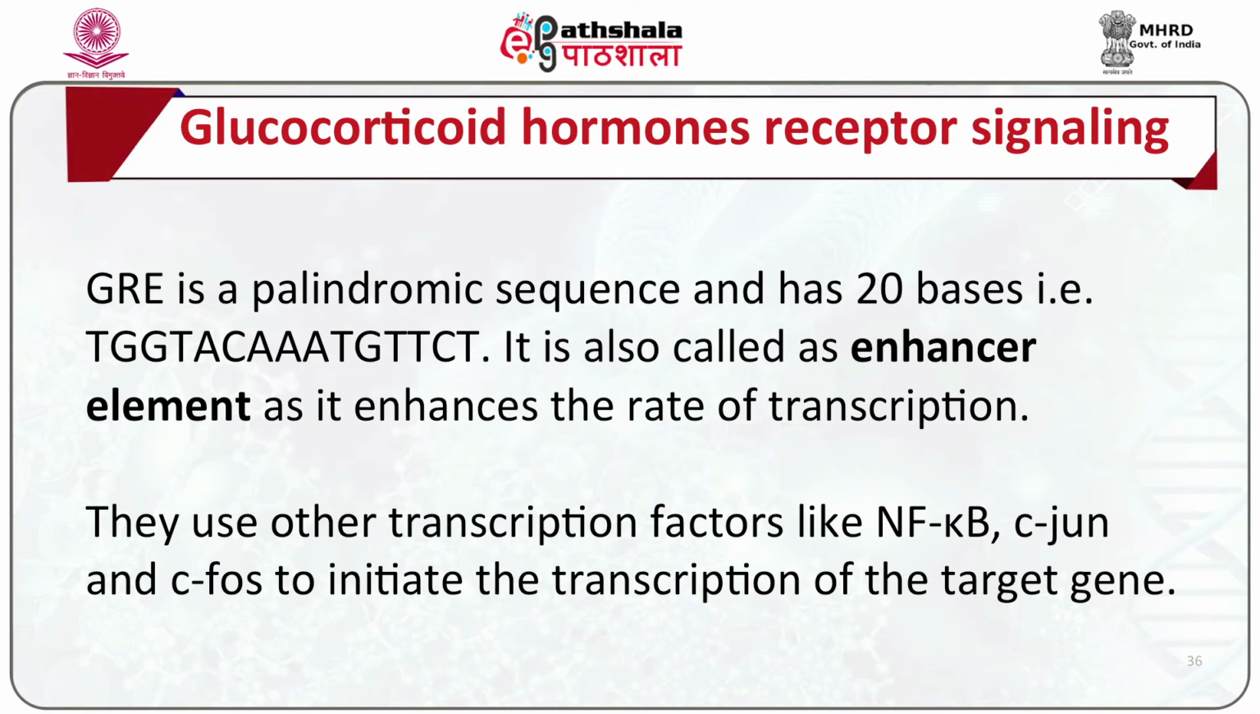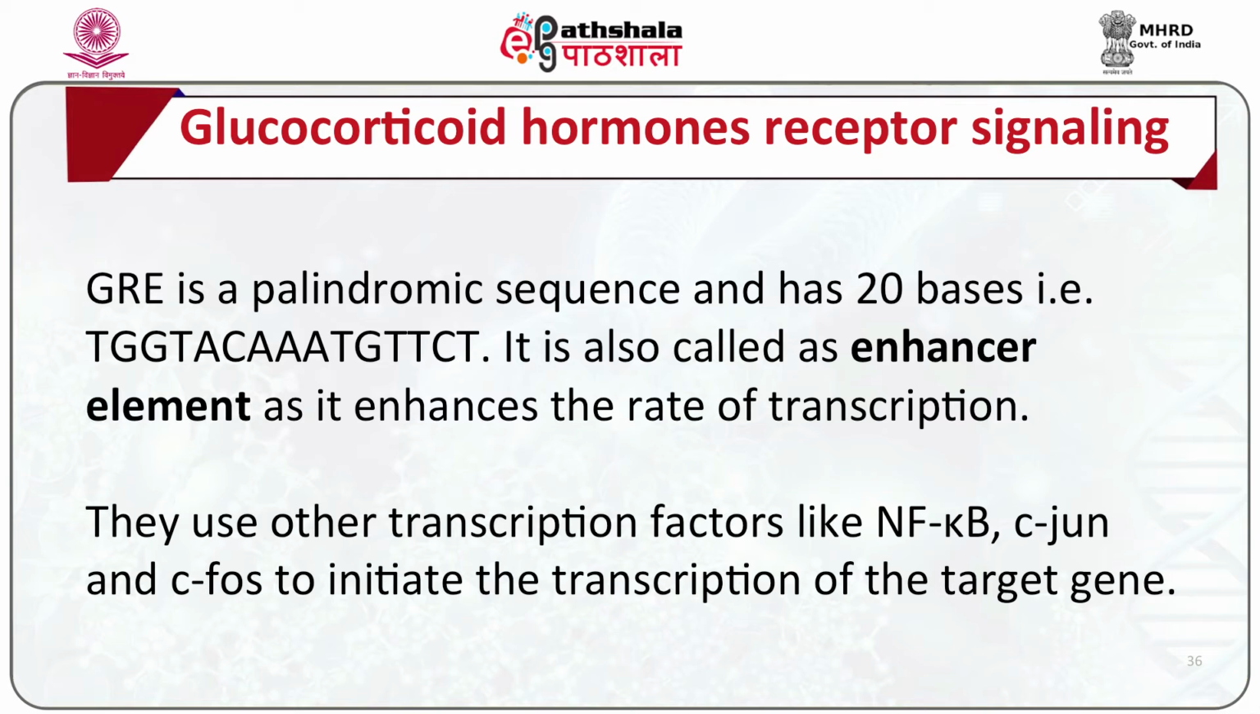GRE is a palindromic sequence and it has 20 bases. It is also called an enhancer element as it enhances the rate of transcription. They use other transcription factors like NF-kappa B, c-Jun and c-Fos to initiate the transcription of the target gene.